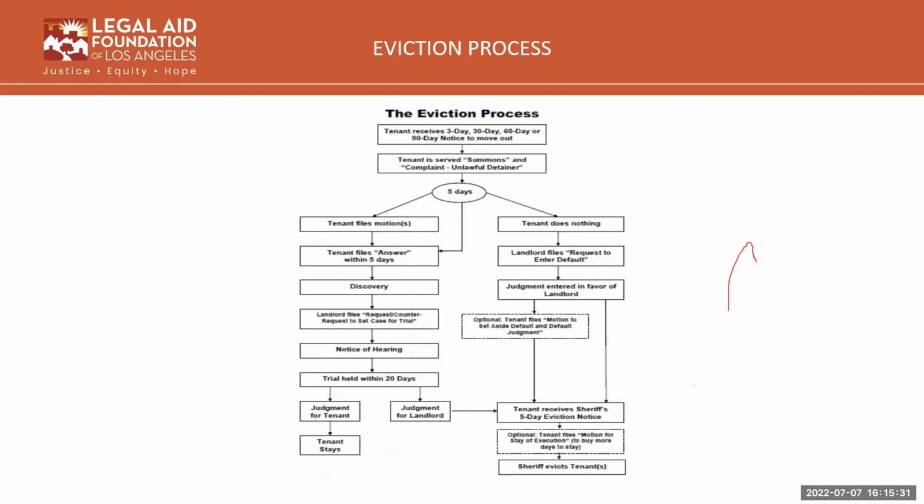Okay, so this is the eviction process, right? As you can see, the first step will be for the landlord to give their tenant some type of notice. Once that notice has expired and the tenant has not complied with it, then the landlord's next step is to file a summons and complaint, right, or unlawful detainer with the court.